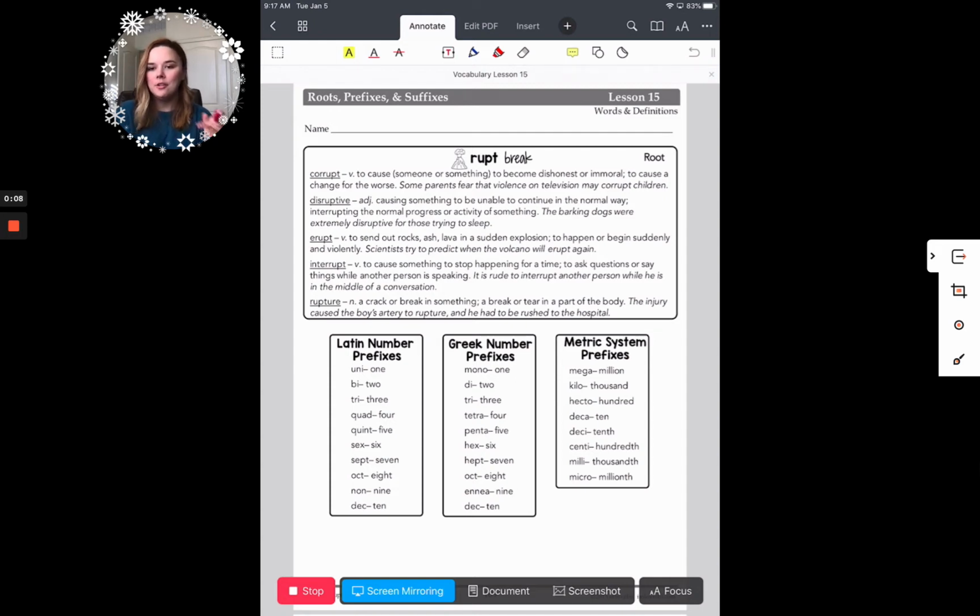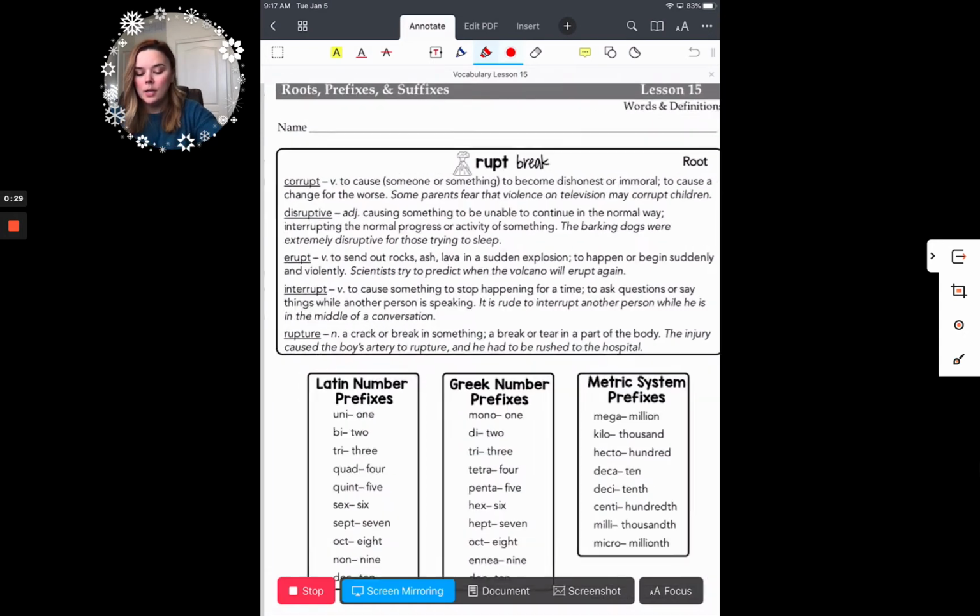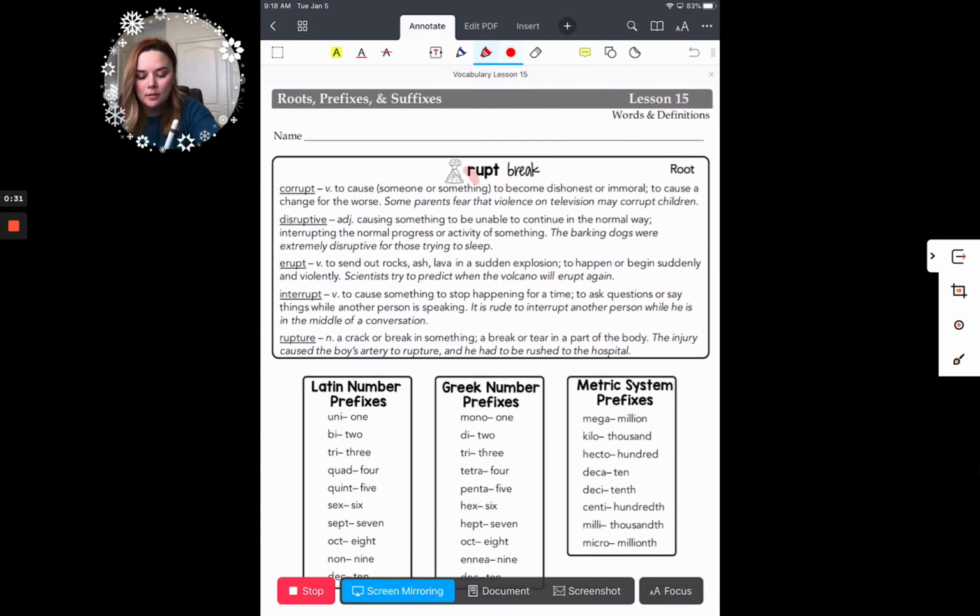So rather than having our 5 words for our root and our 5 words for our suffix or our affix, we have a root, which is rept, and then we have Latin, Greek, and metric prefixes. So these are kind of math words almost. So let's start by looking at our root. So our root this week is rept, which means to break.